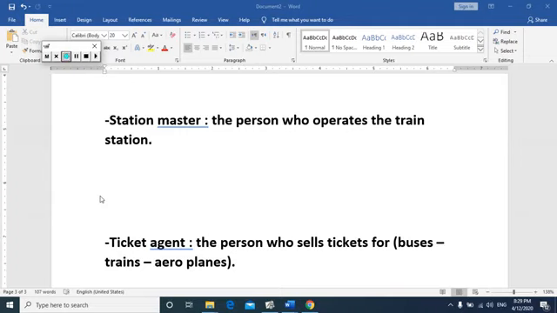Ticket agent, the person who sells tickets for buses or trains or aeroplanes. Again, ticket agent, the person who sells the tickets for buses or trains or aeroplanes.